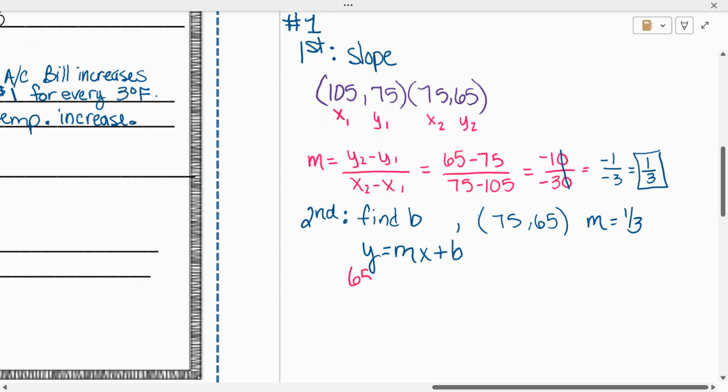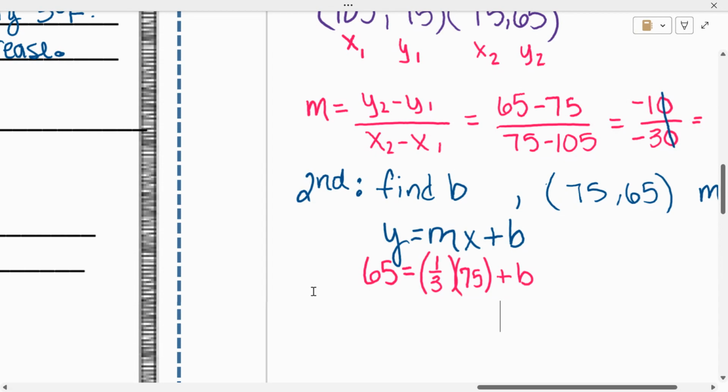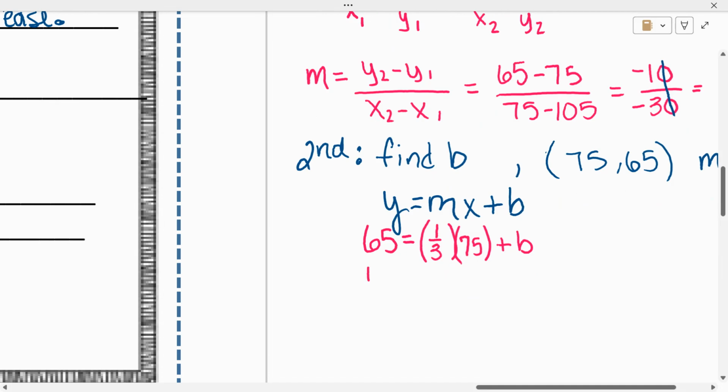65 equals my slope, which is what? 1/3, times my x coordinate, which is 75, plus b. So calculator, 1/3 times 75, parenthesis 1 divided by 3 times 75, what do you get? You get 25. So 65 equals 25 plus b. Now what?